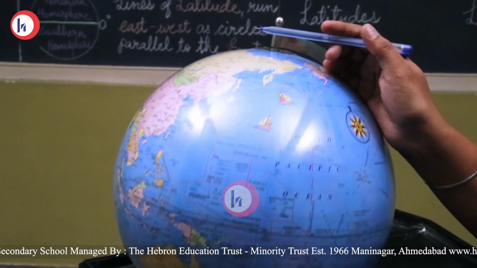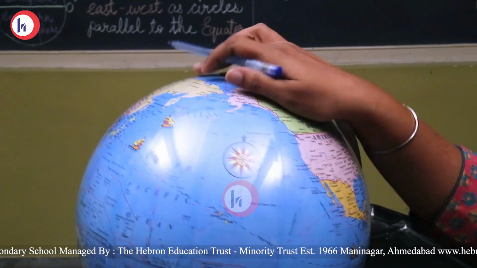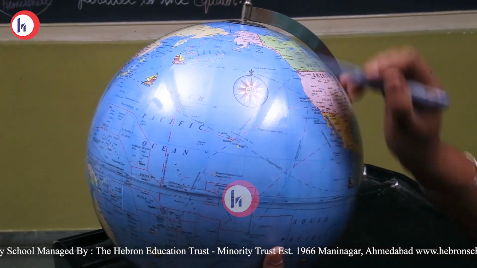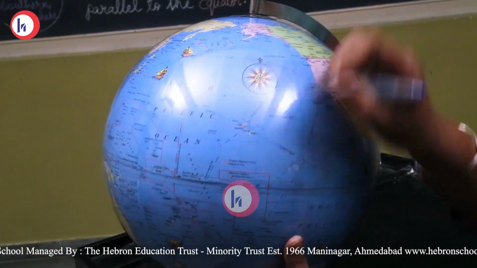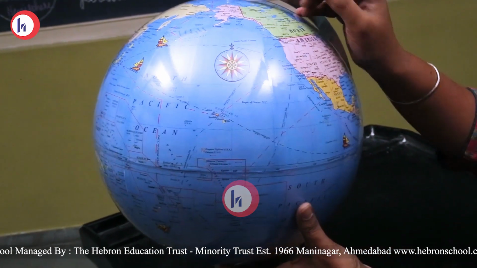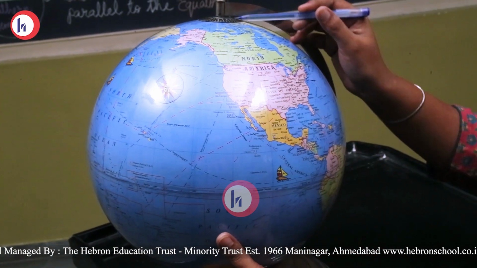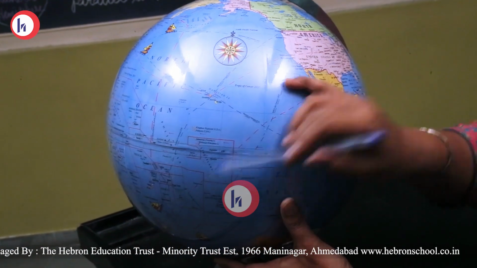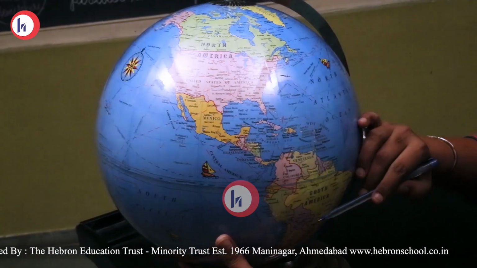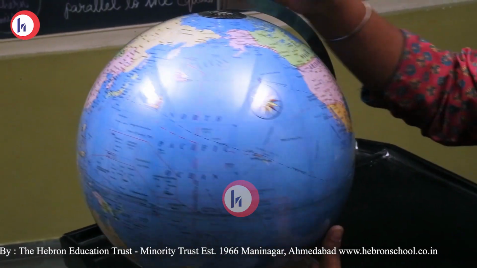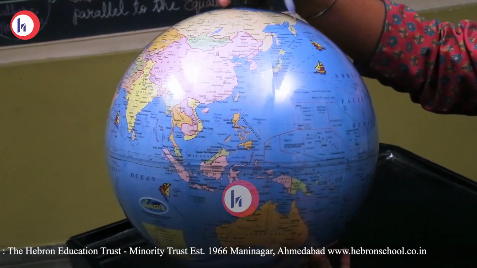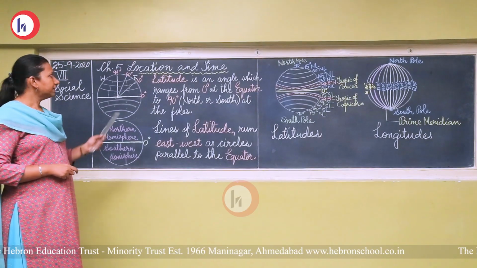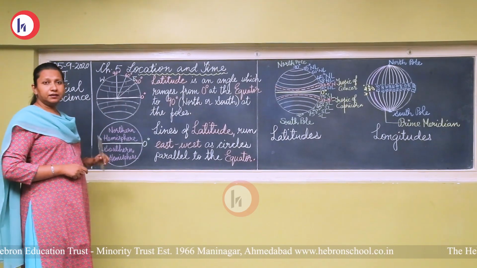Horizontal lines parallel to the equator are called latitudes. Same way if you see the vertical lines. The vertical means standing lines. The vertical lines running from North Pole to South Pole are known as longitudes. So standing lines are called vertical lines, and vertical lines are imaginary lines drawn on the globe of the earth which are known as longitudes. These latitudes and longitudes help us to know the location of a place as well as the time of a particular place.